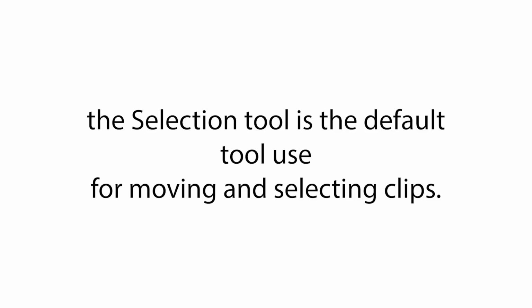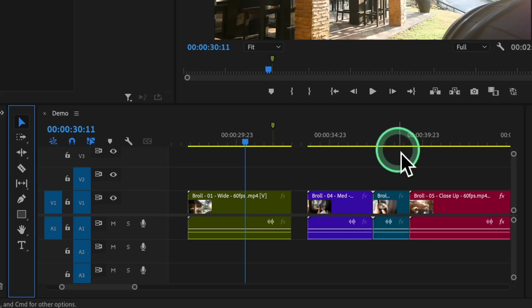The selection tool is the default tool used for moving and selecting clips. You can find it in the toolbar. Typically located on the left side of the interface, it looks like an arrow.